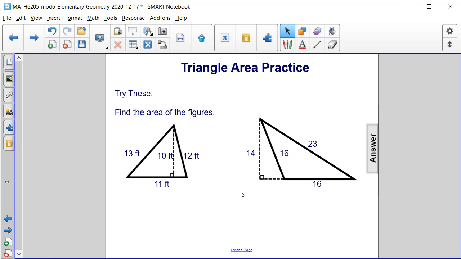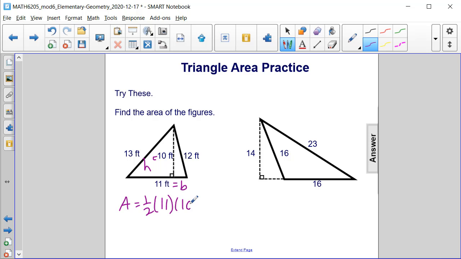Now let's try to calculate the area of these triangles. In the first one, we have a base of length 11 and a height of 10. So 1/2, 11 times 10. Half of 10 is 5. 5 times 11 is 55 square feet for the first one.